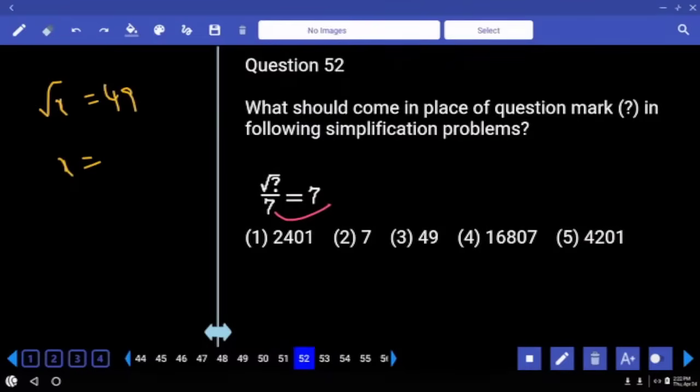49 square is 2401 only. 50 square is 2500, everybody knows it. And 49 square is a little bit less than that, close to it. Ends with 1. Answer should be less than 2500. Ends with 1, close to that. There is only 1.